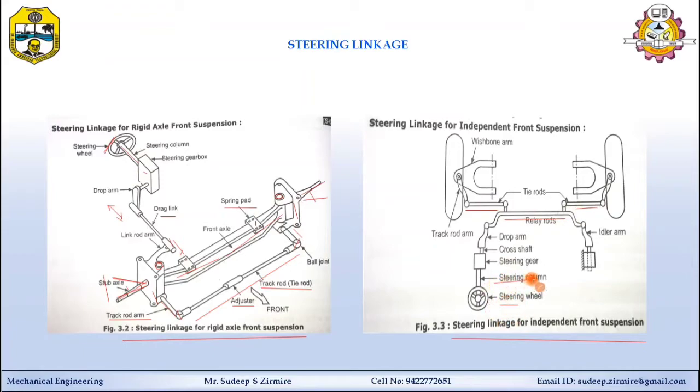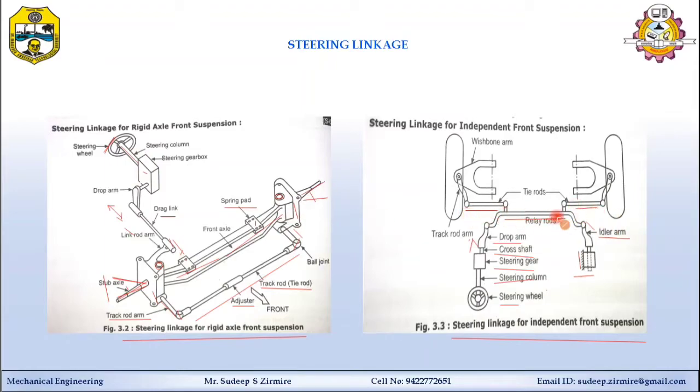Here you can see the steering wheel. Later it goes to the steering column, the same as the steering gear, cross shaft, and drop arm. This drop arm is connected by a ball joint to the relay rod, and the other end of the relay rod is fixed to the frame here, only for supporting purposes, and it is attached to the idler arm. So the steering input is given only on one side here. Same here, it is also only one side of the wheels. Later it is transferred by the steering linkage.